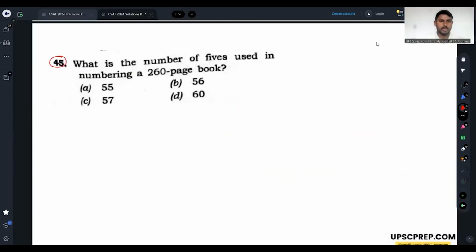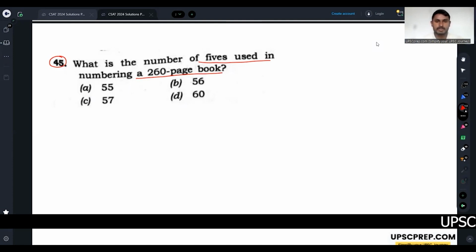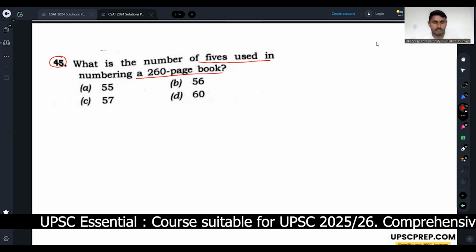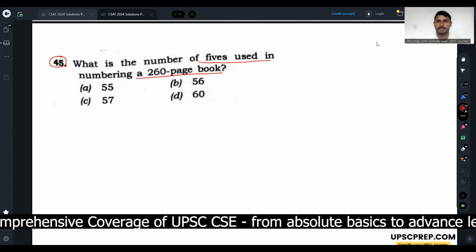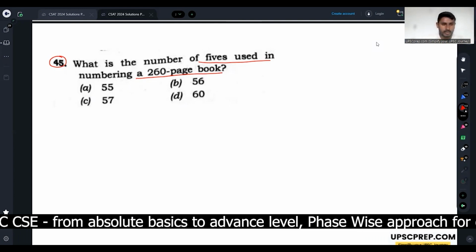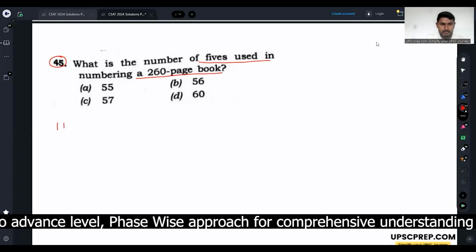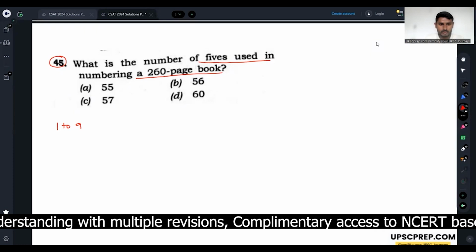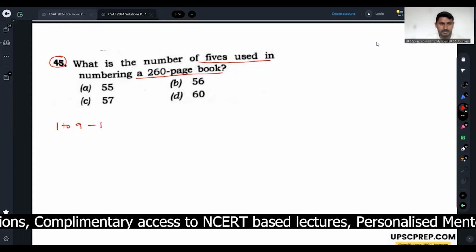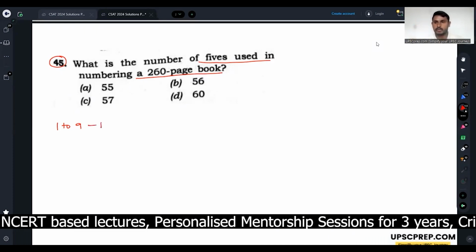Next question. What is the number of fives you bring in a 260 page book? Okay, so we have to count how many times the number five has been used in a book which has 260 pages, right? How to count it? Let's say from page number 1 to 9, how many times will 5 be used? One time, right? Because 1, 2, 3, 4, 5, so you have one time 5.